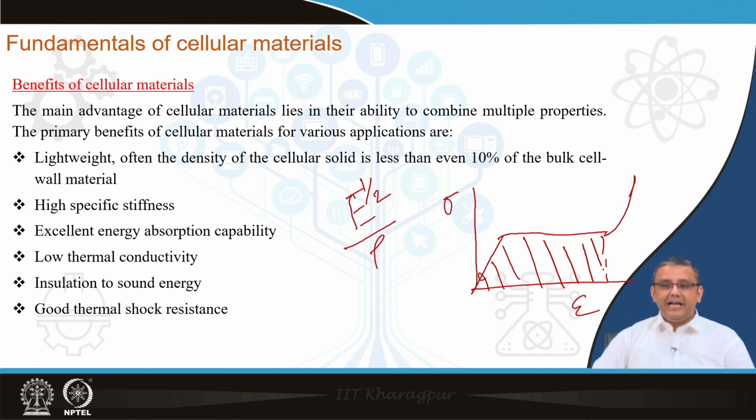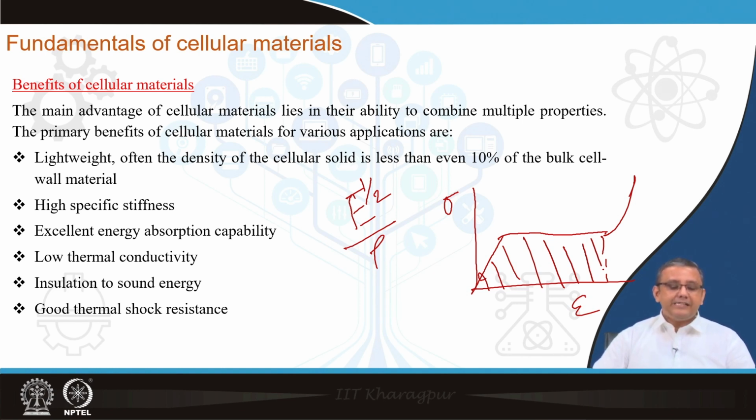Also, cellular materials possess low thermal conductivity. That means they are extremely good as thermal insulating materials. Why so? Because in a material with a significant amount of air, which has a very low conductivity, the conductivity of the bulk cellular solid will definitely be lower. That means the presence of a large amount of air also renders the cellular material good insulating behavior.